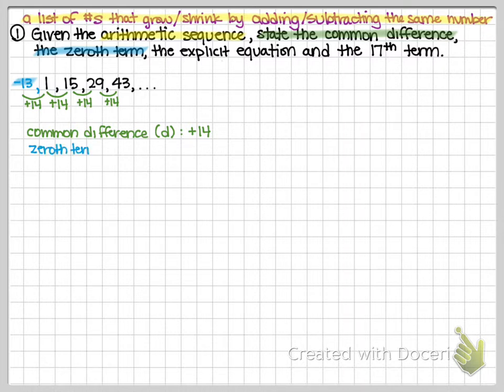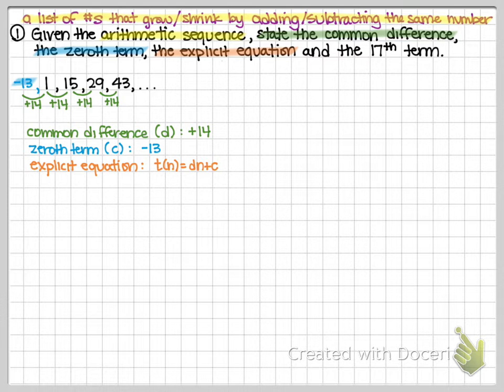So what is the value in front of the first one? And the zeroth term is identified as C. So in this case, the zeroth term would be negative 13. Okay, the explicit equation. That's what we wrote on the previous page, that T of n business. So the explicit equation is going to be, and we've got all the things we need right now, T of n is equal to dn plus c.